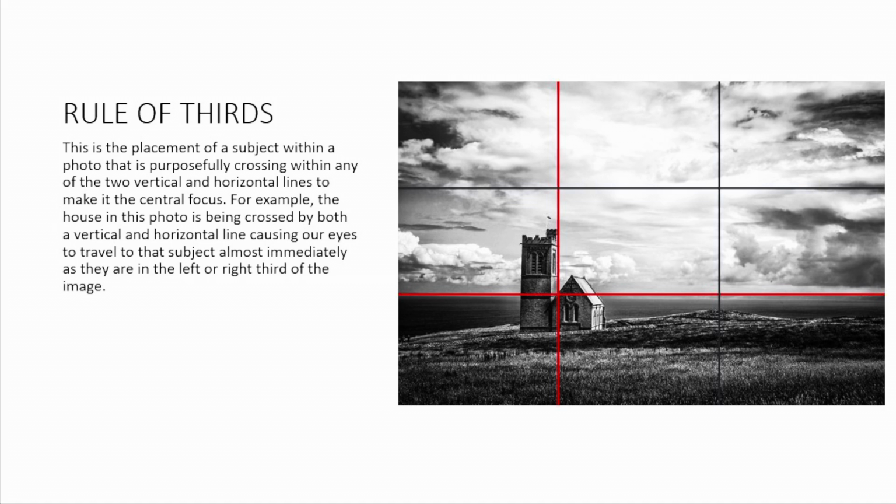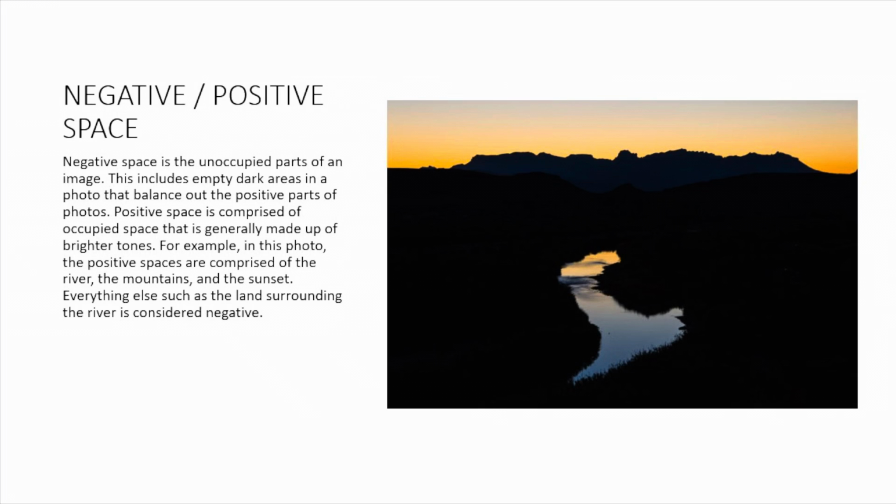Next is the rule of thirds. This is the placement of a subject within a photo that is purposefully crossing within any of the two vertical and horizontal lines to make it the central focus.